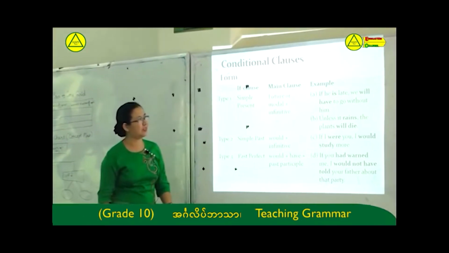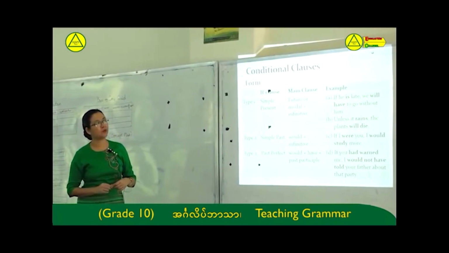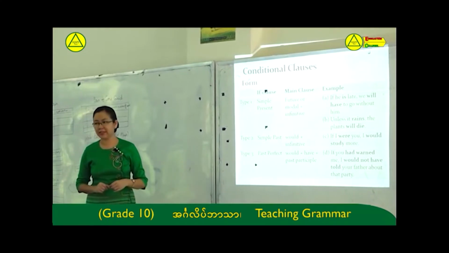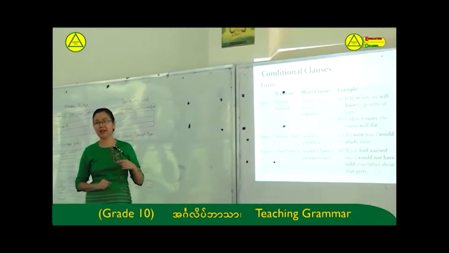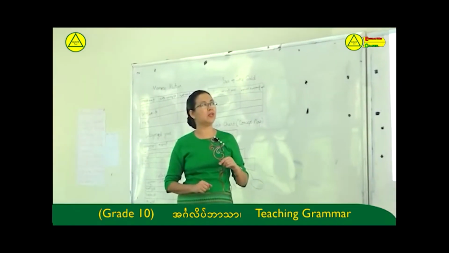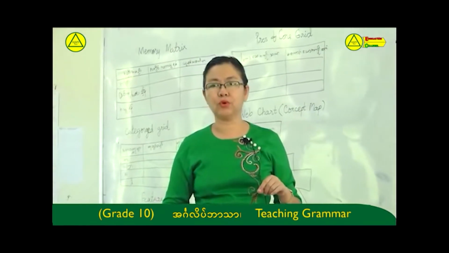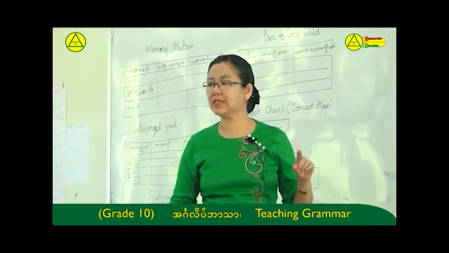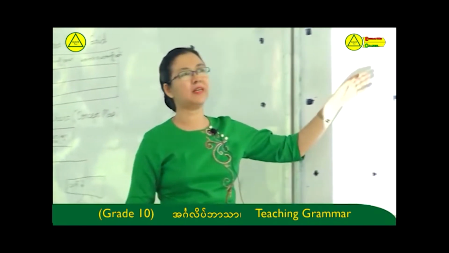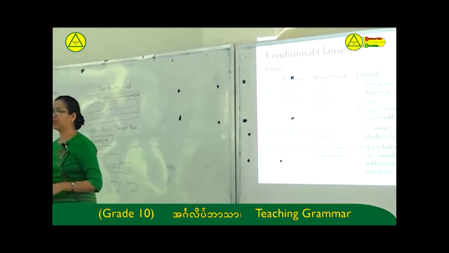Can you read out the first sentence? If he is late, he will have to go without him. No? Here, the verb in the if clause is in the simple present tense, and then the verb in the main clause is will have to go. So this is in the future tense. Okay, but here sometimes there is an exception. It is also called type 0.